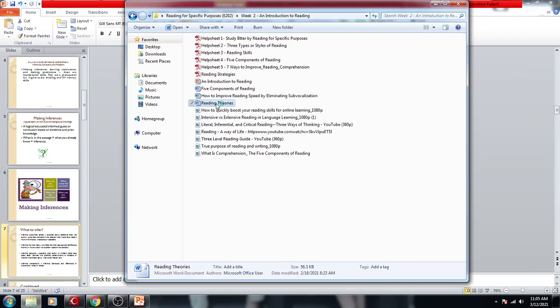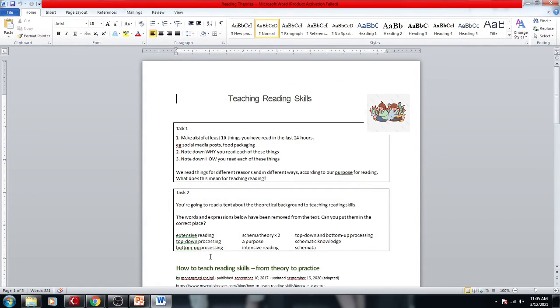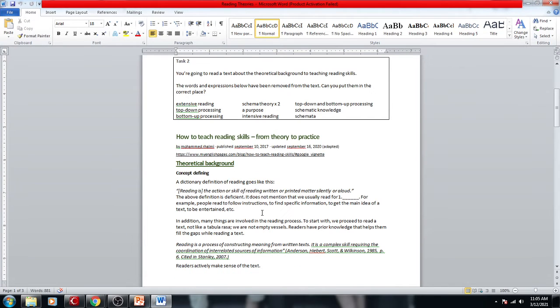Reading theories. We don't want to go into these theories, but very quickly, the schema theory, since we have touched upon schema.